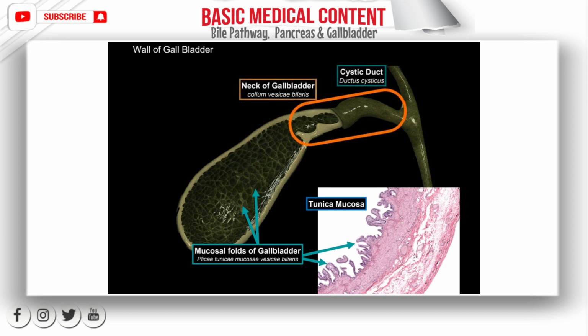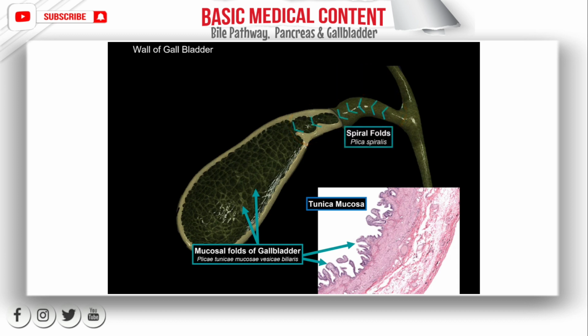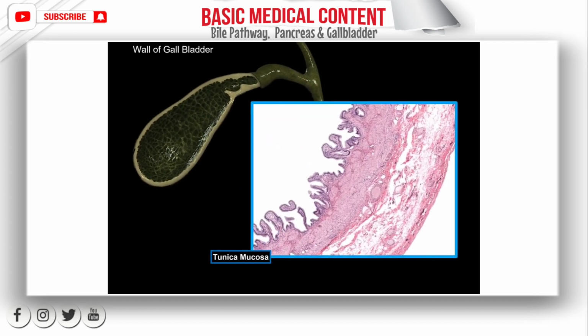Another structure you will find on the tunica mucosa, in the region of the neck of the gallbladder and the cystic duct, as you see here, are these extra folds called the spiral folds. They kind of surround the neck of the gallbladder and the cystic duct. Beneath the epithelial layer, you will find numerous glands called mucosal glands that lubricate the lumen of the gallbladder and the bile duct. So that is the tunica mucosa.